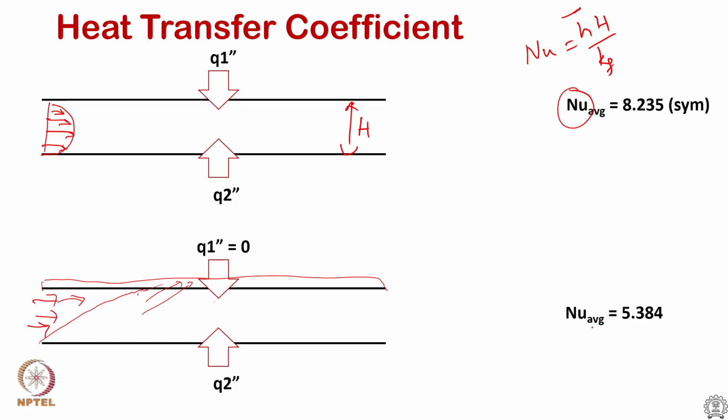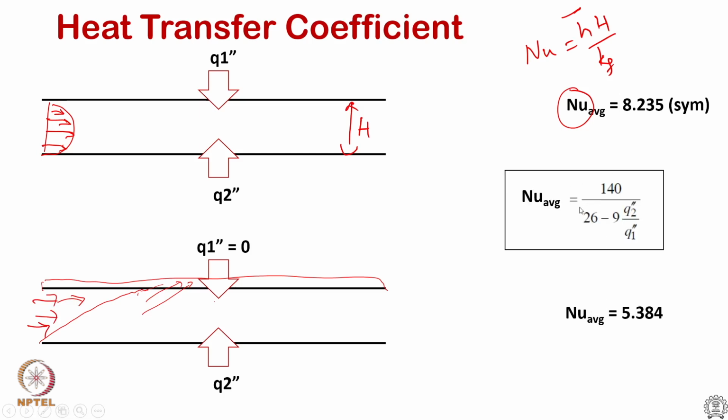So, this is the solution one encounters, but now these are two separate solutions. Can we have one equation that captures all the possible scenarios? One example of that is 140 divided by (26 minus 9 q2/q1). This expression captures the gamut of situations one can encounter, q2 being different from q1, q2 equal to q1, and so on. But there is a singularity associated with the solution when 26 divided by 9 is the case.